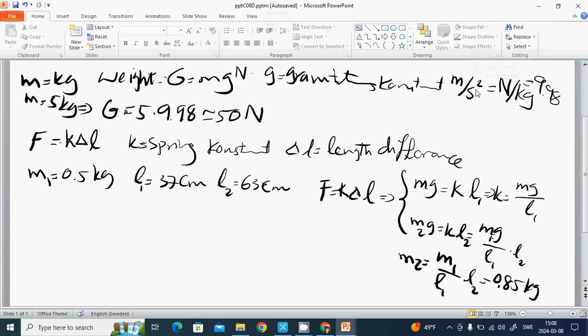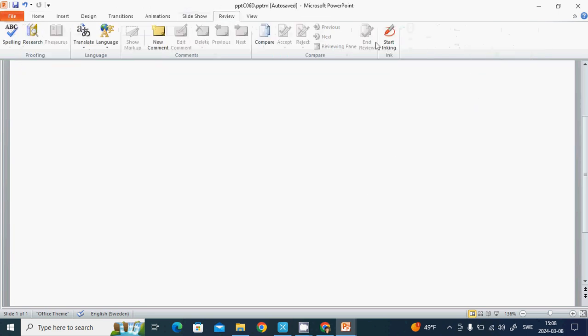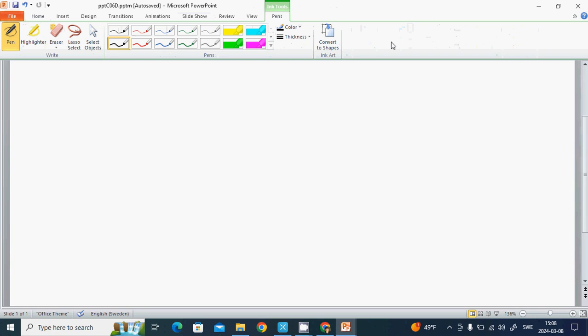Okay, another is force and counter-force, and we have a mass over the ground, and it has a weight mg, and it has a reaction, and when the mass is still, this equals to this.